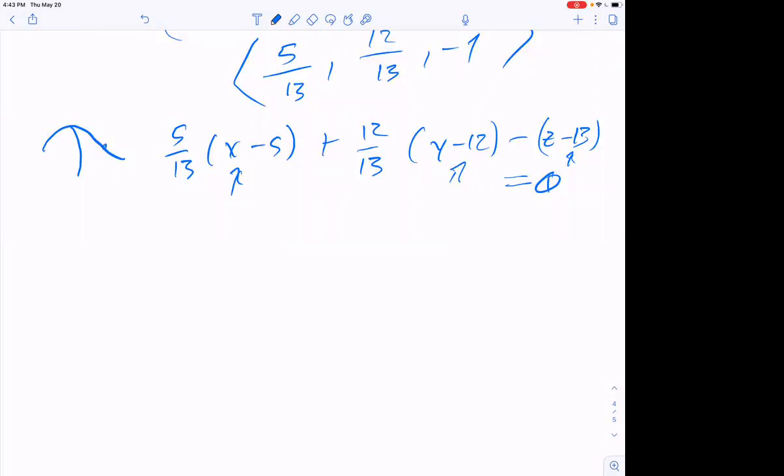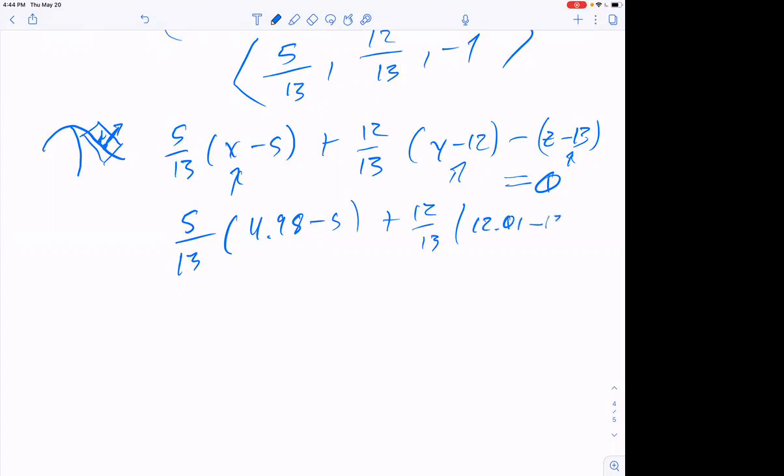So now what we have is this function that maybe looks like this. We took the gradient over here and computed the tangent plane. Now we want to compute the value of the tangent plane's z coordinate somewhere over here that allows us to approximate the square root of 4.98 squared plus 12.01 squared. All we have to do is plug in the points we're interested in. So we do 5 over 13 times 4.98 minus 5, plus 12 over 13 times 12.01 minus 12, and then minus z minus 13. Sorry about the handwriting. That is equal to 0.